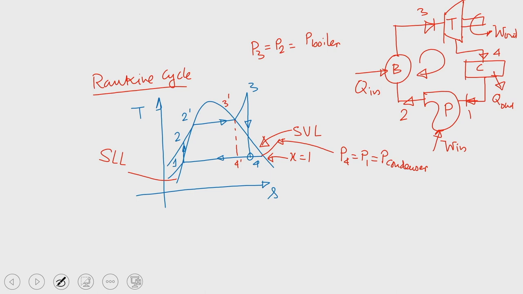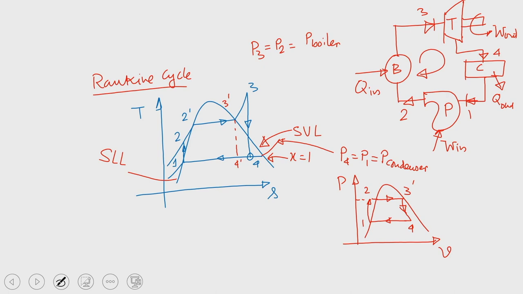Now the question is, two things I would like to discuss. First of all, if we try to draw the PV diagram, this is very important. So this is state point 4, this is 3 prime, this is 1, this is 2.